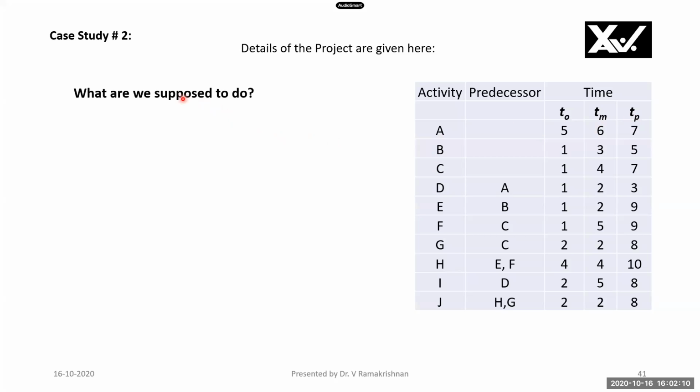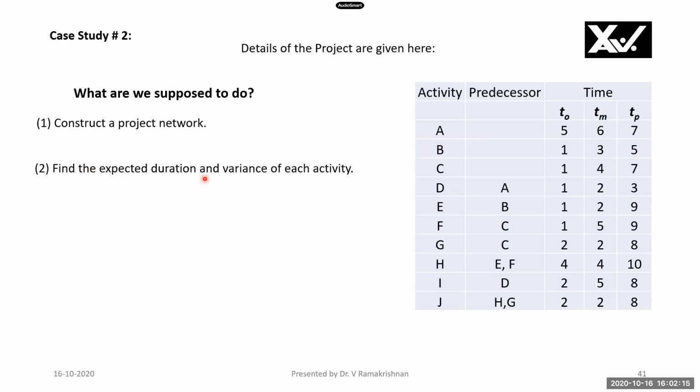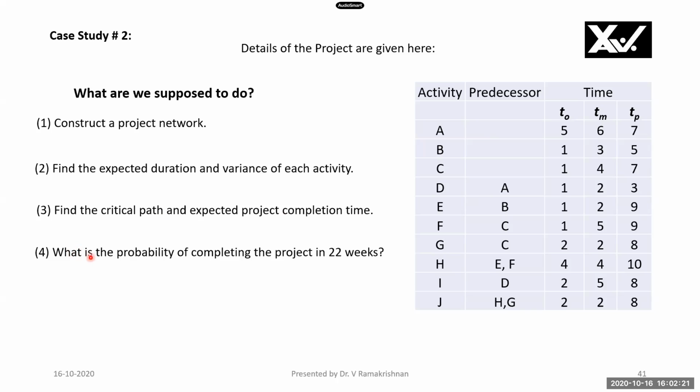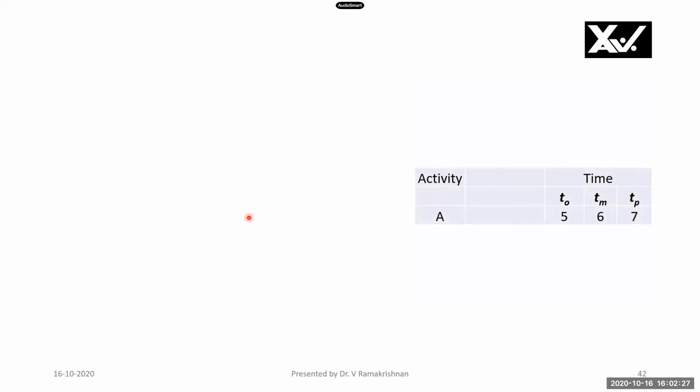What are we supposed to do now? First, construct a project network. Find the expected duration and variance of each activity. Find the critical path and expected project completion time. And finally, find the probability of completing the project in a given time period, 22 weeks given here. We will see all these things.